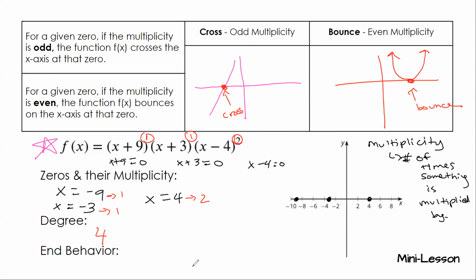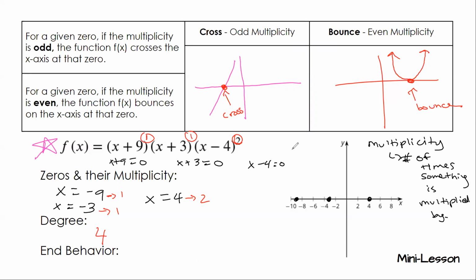Gary just told us that we're going to have a W, right? Okay, is this going to be facing upwards or downwards? How do you know? It's positive. If I took all these x's and multiplied them out, that would give me a positive x to the fourth, right?